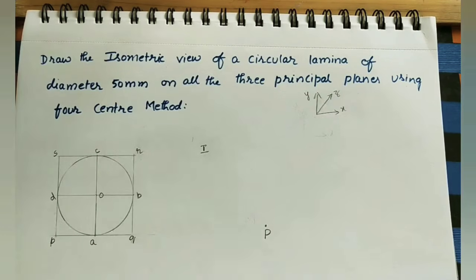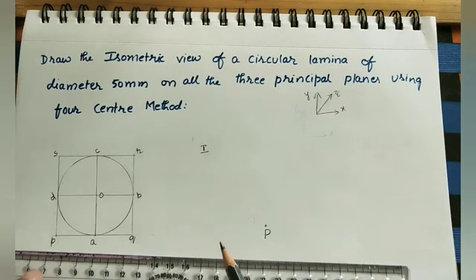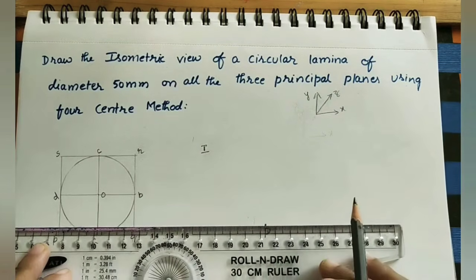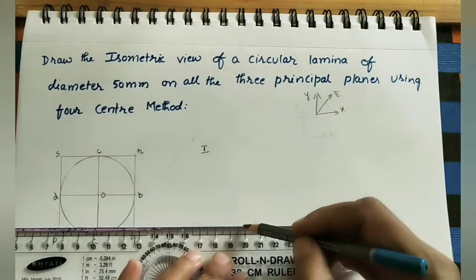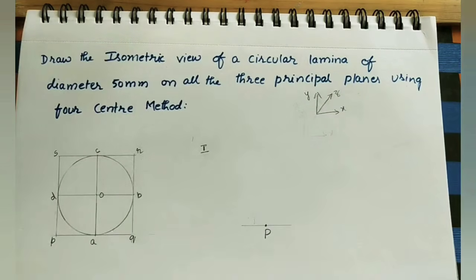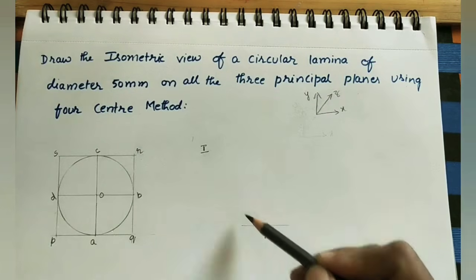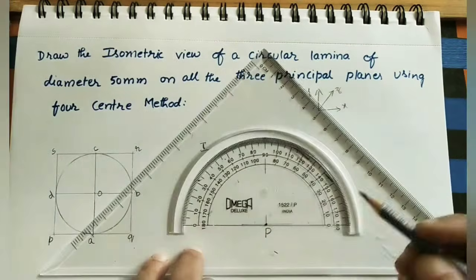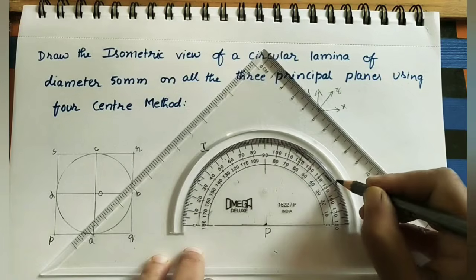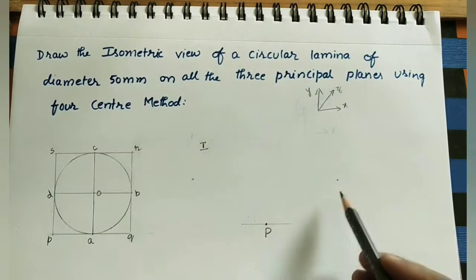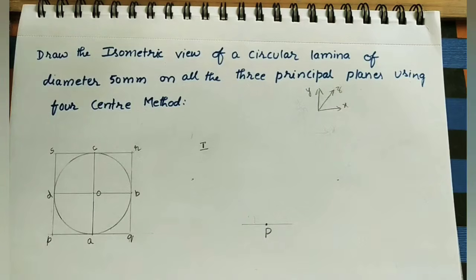After doing the P point, here do a small horizontal line. Take this line as a reference line. Move the scale up to P. Here do one small line. Then take one inclined line which makes 30 degrees, and this side also a 30 degree line. In the protractor, take 30 degrees this side and 30 degrees this side. Okay, join these points to P.